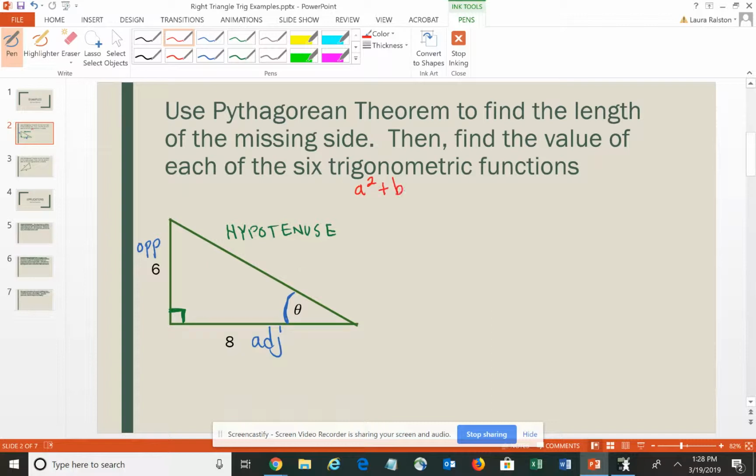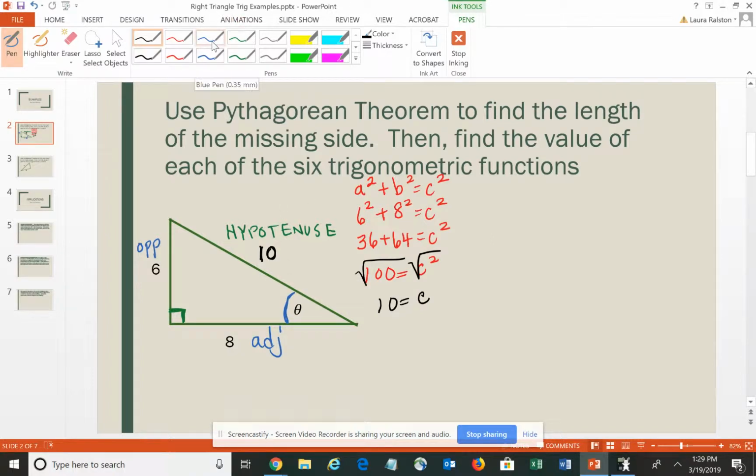A squared plus b squared equals c squared. So I have 6 squared plus 8 squared equals c squared. That's 36 plus 64 equals c squared. C squared equals 100. I'm then going to take the square root of both sides to find just plain old c. So c equals positive 10. So the length of my hypotenuse in this particular scenario is 10.